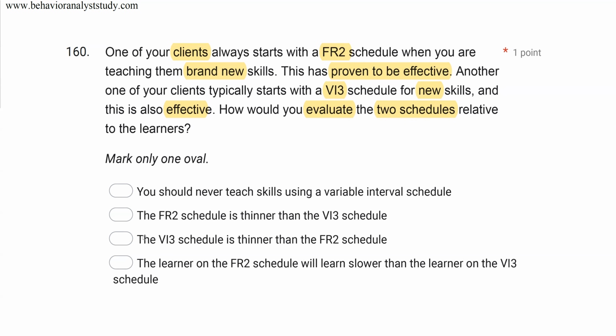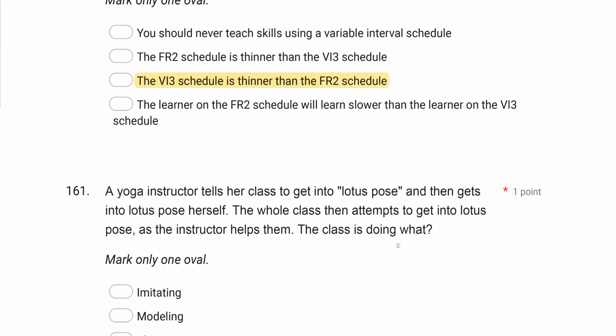B is just not true. So our answer has to be C. The VI3 schedule is thinner than the FR2 schedule. Don't get thin and thick confused, right? A thick schedule is FR1, continuous schedule, FR2, FR3, a lot of reinforcement, not a lot of effort, not a lot of time. The thinner the schedule is, the harder it is, the longer it takes to receive reinforcement.